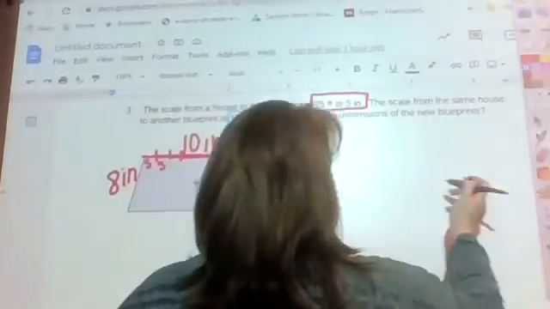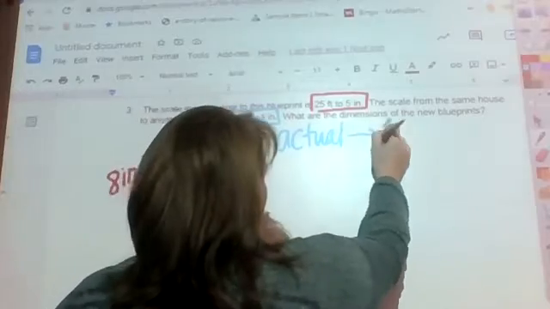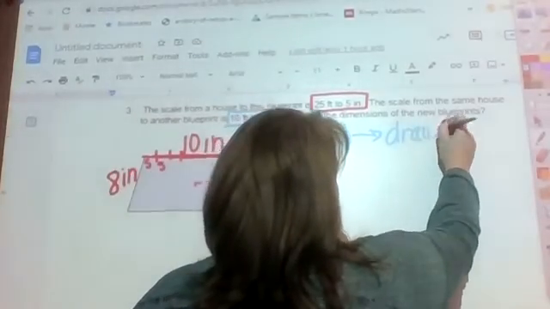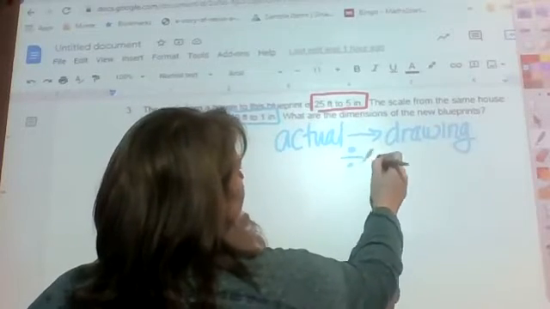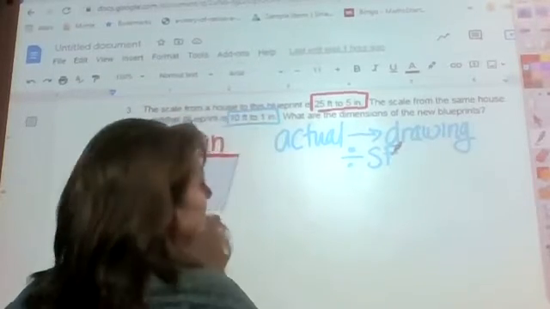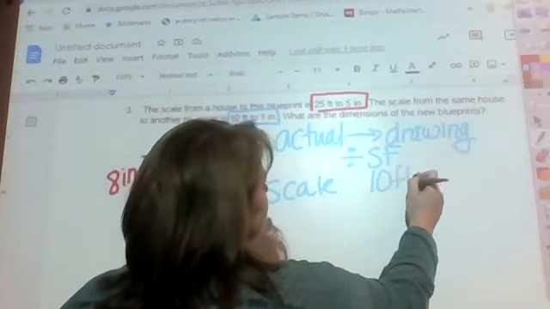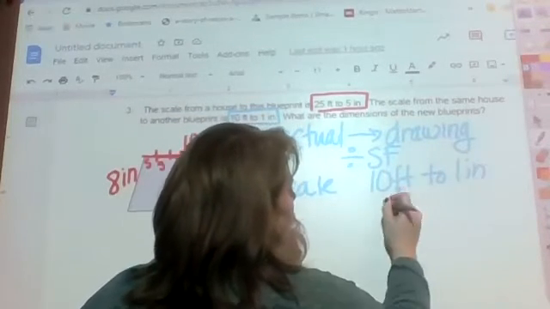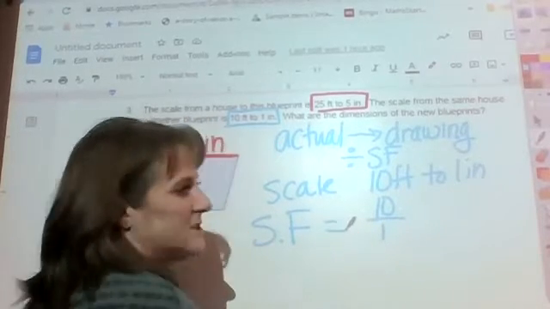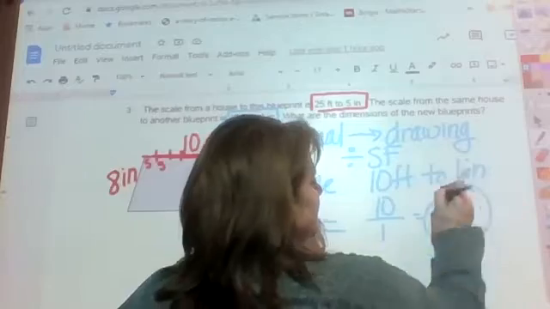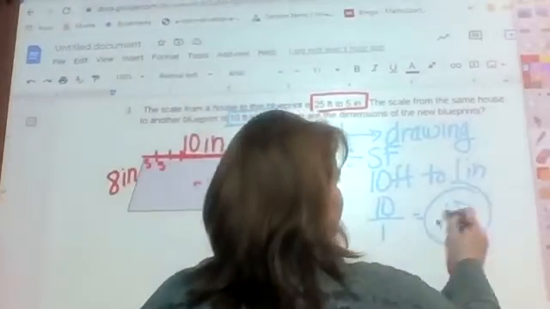So we are now going from our actual to a drawing. And if you guys remember, we're not going to multiply by the scale factor. We're going to divide by the scale factor. And our scale is 10 feet to 1 inch, right? 10 to 1. So our scale factor is just plain old 10. Okay? So here we go.